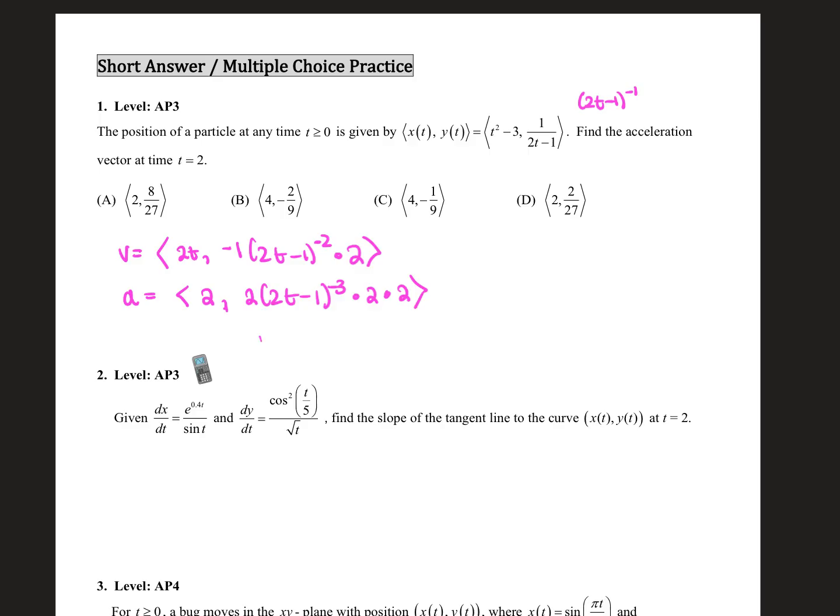So looking at this, the acceleration at time equals 2. It's going to be 2 in the x direction, so I know all of those are wrong. And in the y direction, I'm going to have 2 times 2 times 2, so 8 on the top. I'm going to plug 2 into the bottom, so that's going to be 2 times 2, which is 4, minus 1, which is 3. So 3 cubed, which would be 8 over 27, so A.